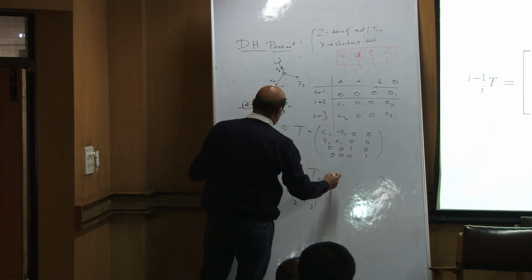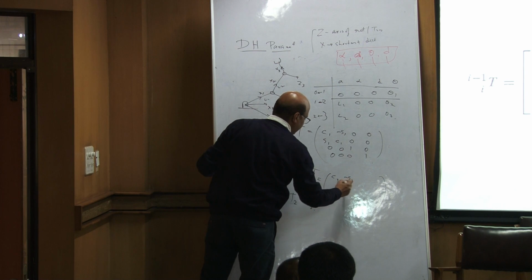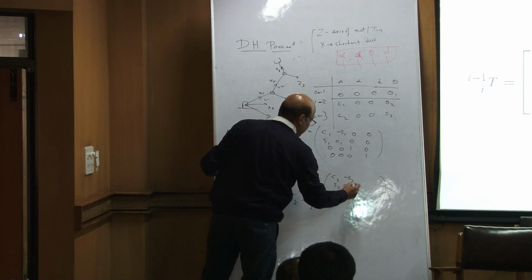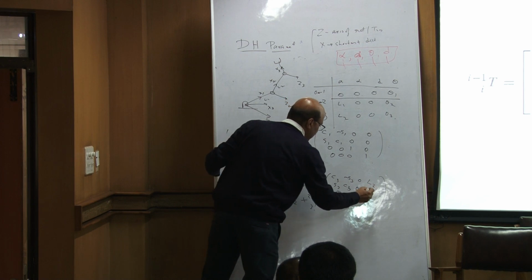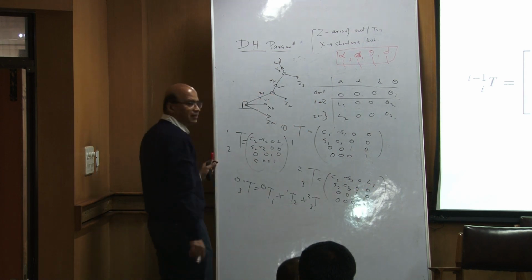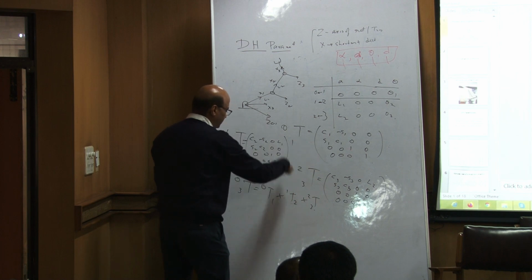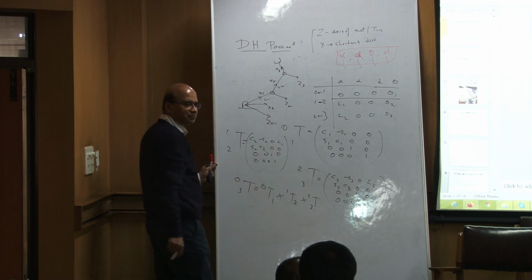Similarly, this fellow is going to become cos 3, minus sin 3, sin 3, cos 3, 0, 0, 1, 0, 0. This is L2, 0, 0, 1. Right? Now, if I multiply all of them, I'll get 0 to 3.